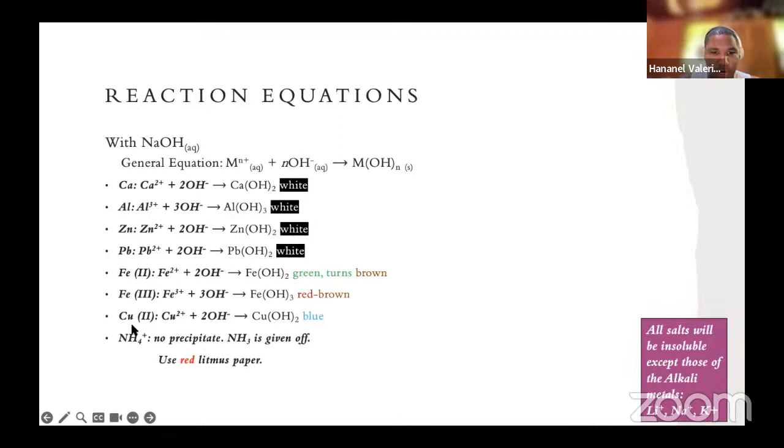For ammonia, you will not get any precipitates when you form ammonium hydroxide. Instead, you'll get ammonia gas let off, and we can use the litmus paper test for that. Now, all hydroxide salts here will be insoluble except those of the alkali metals, just because you have a single plus with a single minus charge. That is why they'll be soluble. So lithium hydroxide will be soluble, sodium hydroxide will be soluble, and potassium hydroxide will be soluble. Everything else would be insoluble.